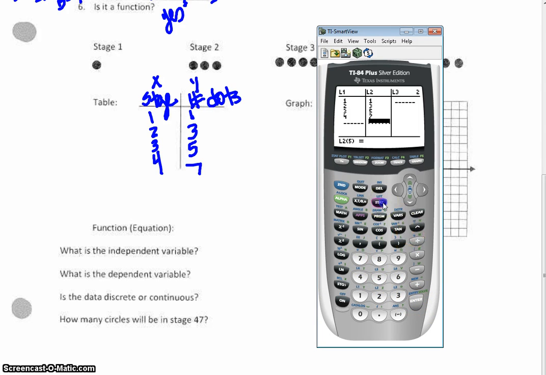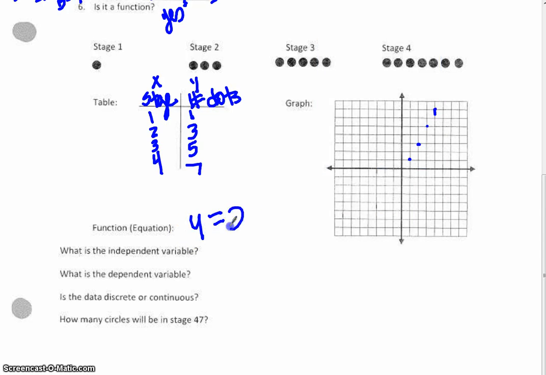So then we're going to go to Stat, we're going to go to Calc, and we're going to choose 5. That way we don't have to worry about deciding is it quadratic or linear. A is 0. That means there is no x squared. Means it must be linear. B is 2 and C is negative 1. Ignore the r squared. We don't care. So y is equal to 2x minus 1.